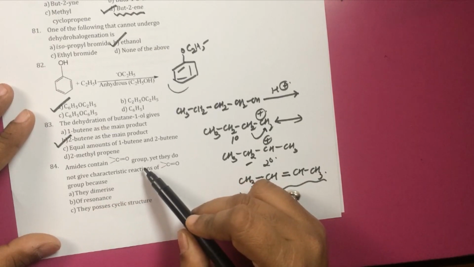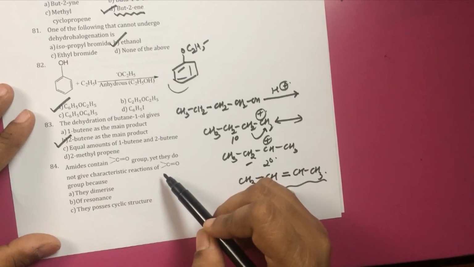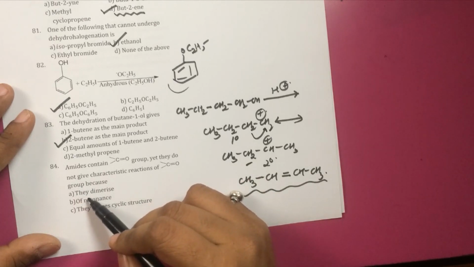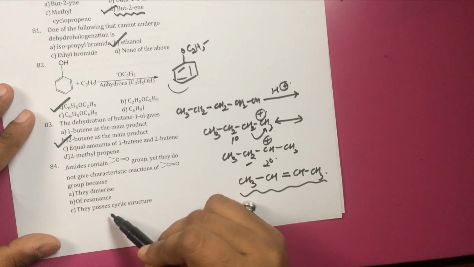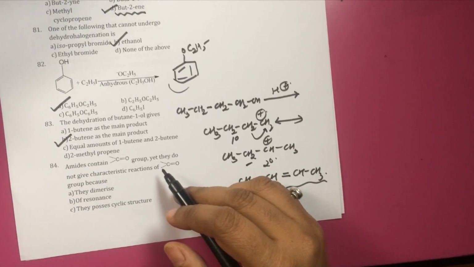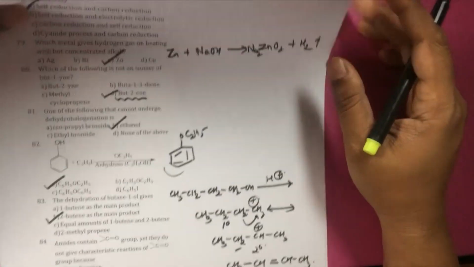Amides contain the C=O group, yet they do not give the characteristic reactions of the C=O. The reason behind this: option A, they dimerize; option B, resonance; option C, they possess the cyclic structure; and option D, they are attached with the alkyl group. So that's option B, because C=O undergoes resonance.